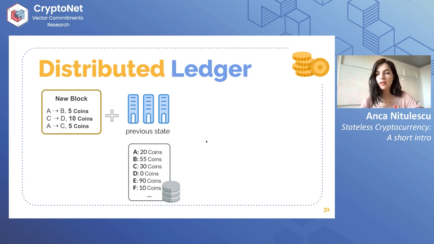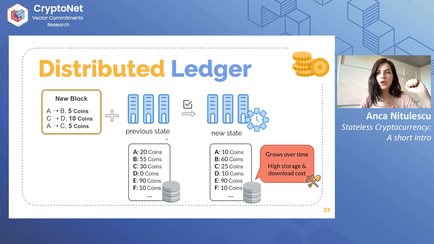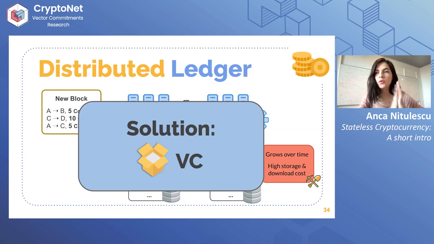So some validators in the system need to look at the block, compare it with the state, and see if that is valid with respect to it. This requires, each time, looking at all the state and making an update of the state. And these validators either have to store all the state of the system or download this state each time they need to validate new blocks. Also, this state will grow with new users joining the system, with new coins and new balances adding up. So a solution to make it scale better is vector commitments.